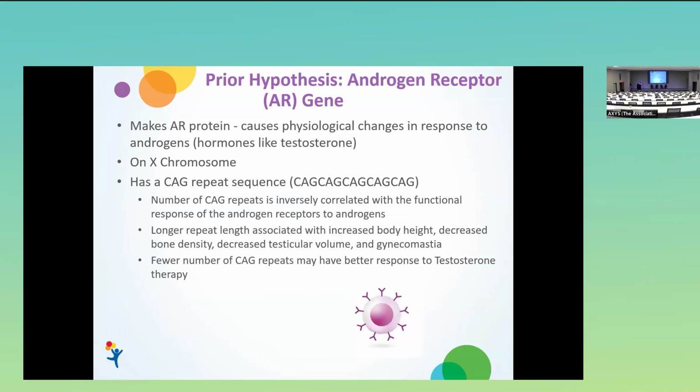Another prior hypothesis has been that there is a gene on the X chromosome that makes a protein called the androgen receptor protein. It's the androgen receptor gene. And within this gene is a polyglutamine CAG repeat sequence. It's thought that this CAG repeat length could be related to the effectiveness of the receptor. So this has also been something that's commonly discussed.